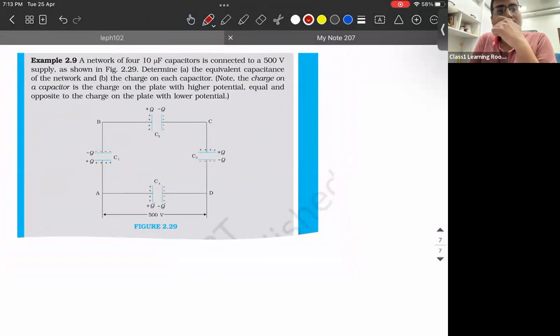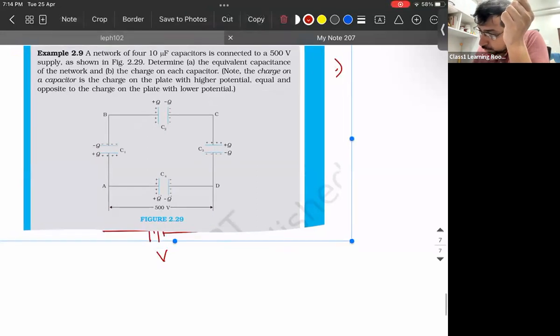So there is a network of 4 capacitors of 10 microfarad each, which are connected to 500 volts, as shown in the figure. Determine the equivalent capacitance of the network. First, let's concentrate on that part. So if I take the first problem, now tell me one thing. This is the place where the battery is connected. This is the place where the battery is connected. Right?